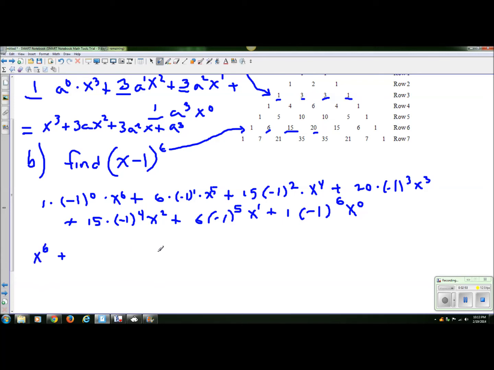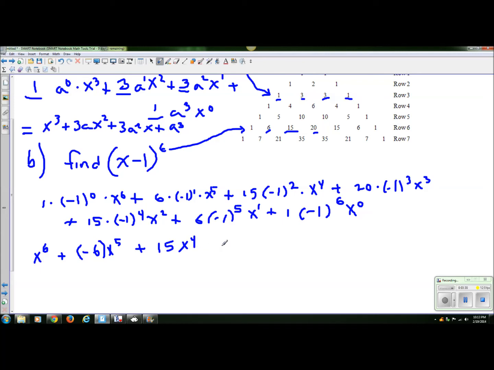My second term, 6 times negative 1 to the first power. Well, negative 1 to the first power is negative 1. So really this is plus negative 6x to the 5th. And then plus, well, negative 1 squared, that's positive 1. Positive 1 times 15 is 15x to the 4th.